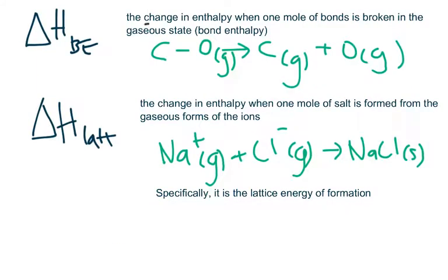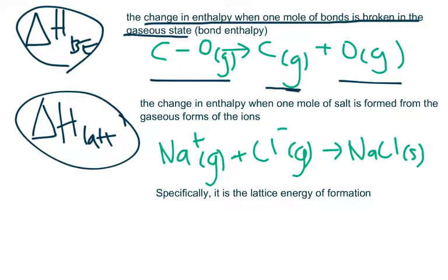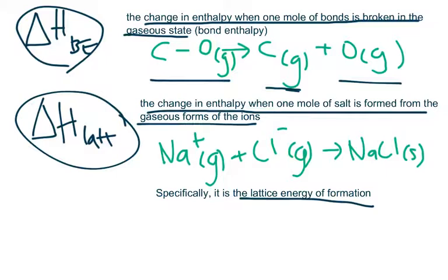Bond enthalpy is a change in enthalpy when 1 mole of bonds is broken in the gaseous state. So in this example, 1 mole of CO single bonds in the gaseous state are broken down to form 1 mole of C and 1 mole of O, both in the gaseous state. So that's delta H of subscript Be. Now what's delta H of lat? Well, lat stands for lattice, and this is specifically the lattice energy of formation. It is the change in enthalpy when 1 mole of salt is formed from the gaseous form of the ions.